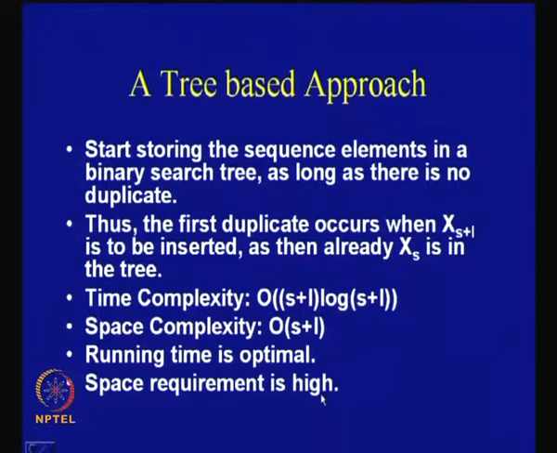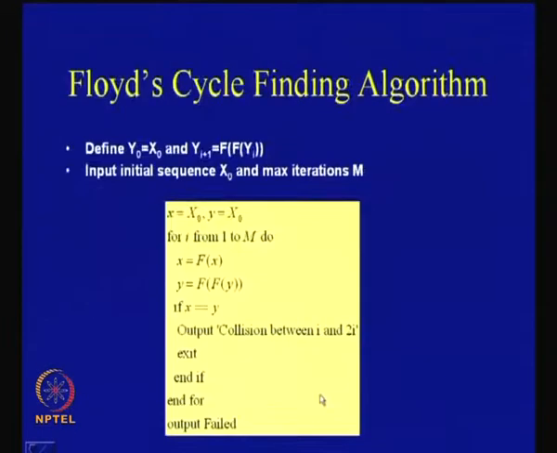A very interesting technique is adopted for finding cycles, a very simple algorithm I will discuss here. It's called Floyd's cycle finding algorithm, and we will see an application of this in the context of factorization when we discuss factorization. We set y0 equal to x0 and compute another sequence y(i plus 1) as f of f of yi. So instead of applying f once, I am applying f twice. The input initial value is x0 and we set the maximum number of iterations as m.